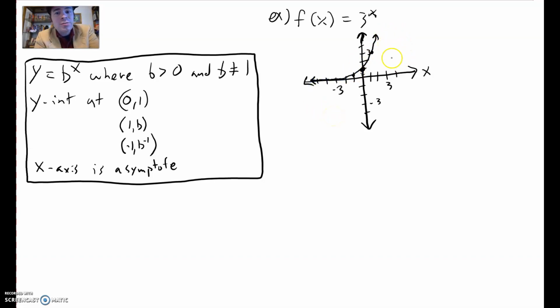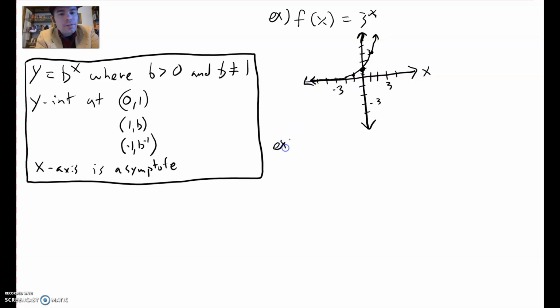Now, it's not an asymptote on the right side. It's growing very quickly. It's growing exponentially, but that's not an asymptotic behavior there. But over here, it gets closer and closer to the x-axis, but has no x-intercepts.